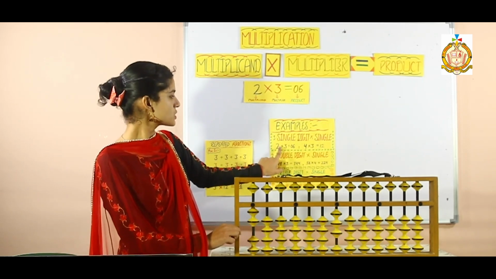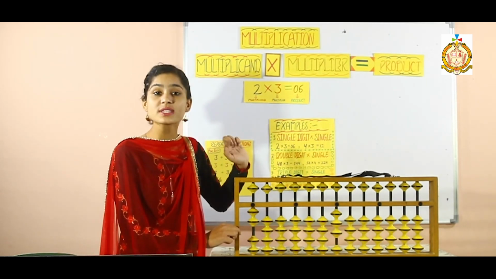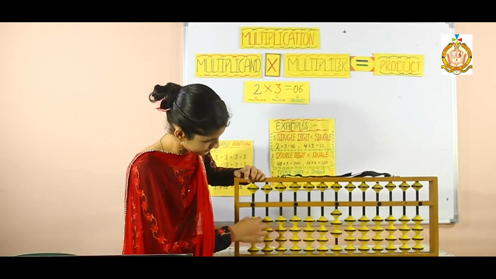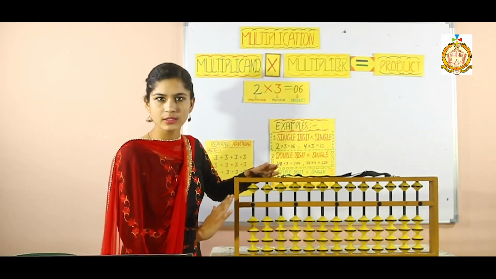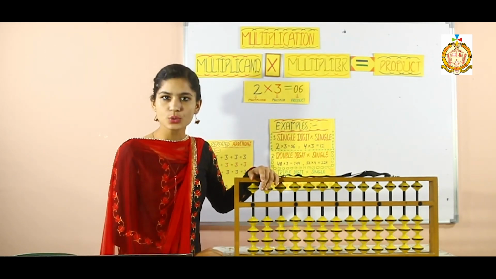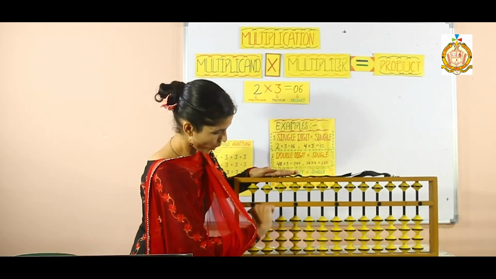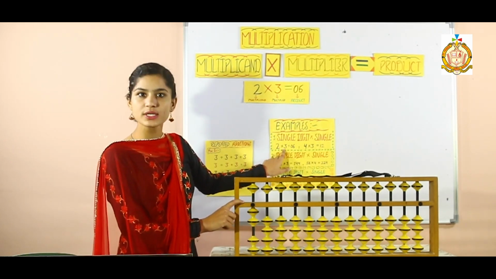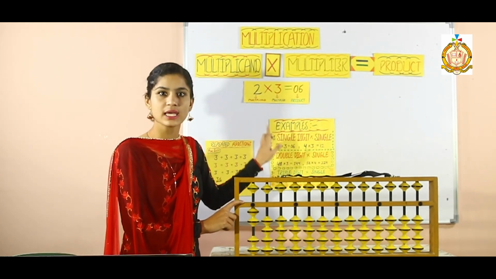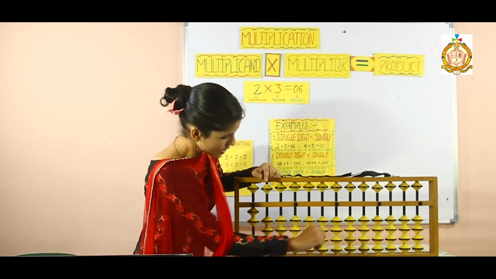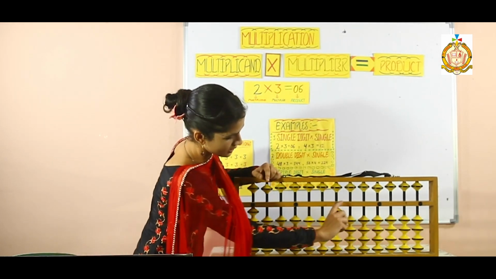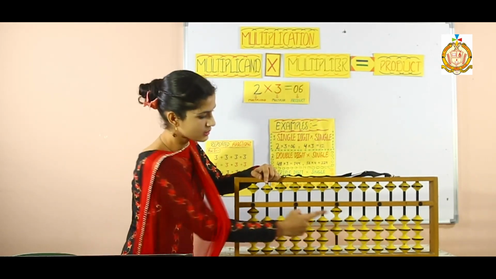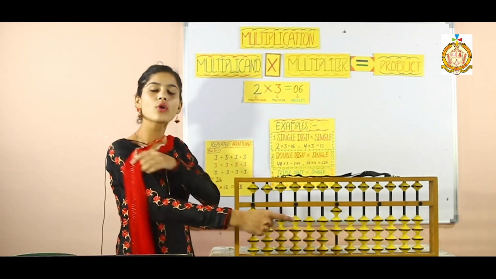Now our first sum is 2 into 3. It means 2 is our multiplicand. Multiplicand side is here, so add 2. Firstly check that your abacus scale is clear. Okay, now it is clear. Now add 2 with the help of thumb. 1, 2. Multiplicand is added. With whom we want to multiply? 2 into 3. Into means multiply. 3 is known as multiplier. So add 3 here. 3 is added. Multiplicand is added. Multiplier is added.